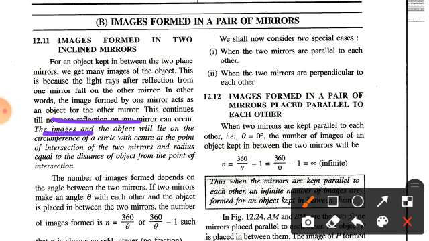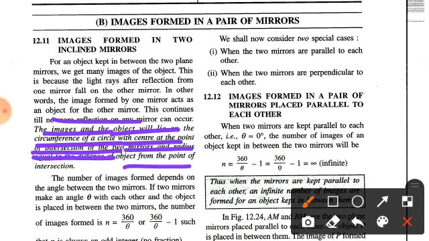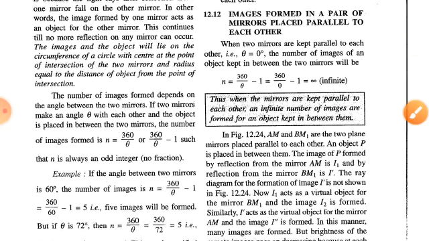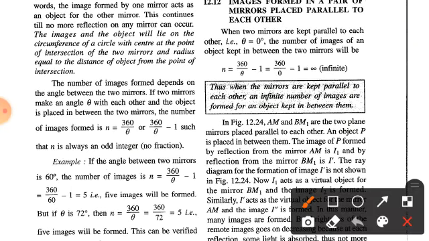So the images and the object will lie on the circumference of a circle with center at the point of intersection of the two mirrors and radius equal to the distance of the object from the point of intersection. Now the number of images formed depends upon the angle between the two mirrors.